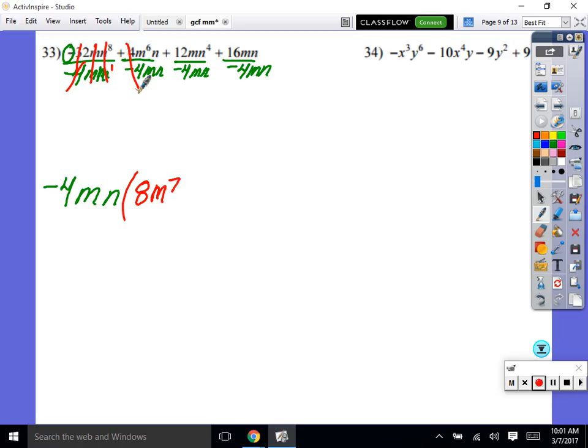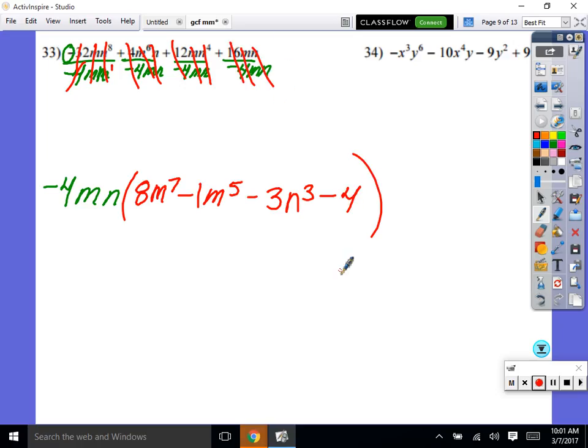Positive 4 divided by negative 4 is negative 1. So if you need to write the 1 there, do it. M to the 6th divided by m is m to the 5th. N and n divide out. Positive 12 divided by negative 4 is negative 3. N's divide out. N to the 4th divided by n is n cubed. Positive 16 divided by negative 4 is negative 4. N's divide out, n's divide out, and we're done.